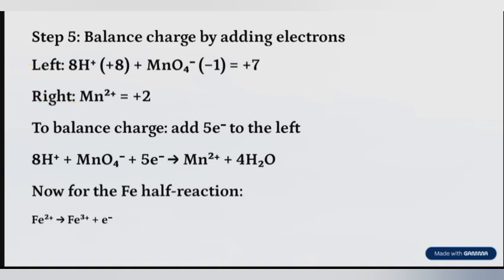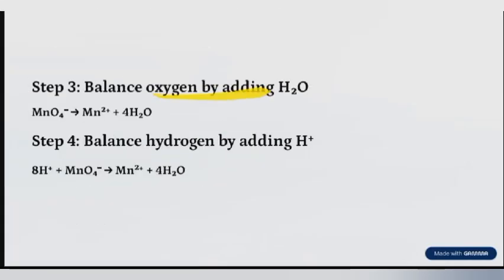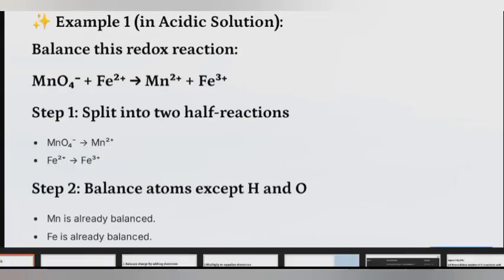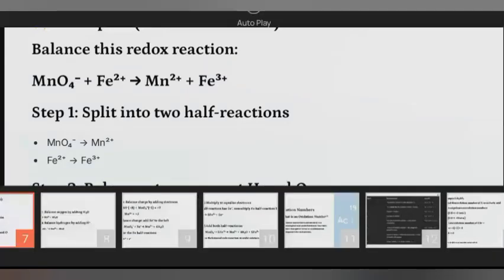Is it clear? Yes, sir. It's very clear. Not clear. From where did you get 5 electrons? We've not gotten there now. We've not gotten here. We are still at this point here, step 4. See step 4 here.